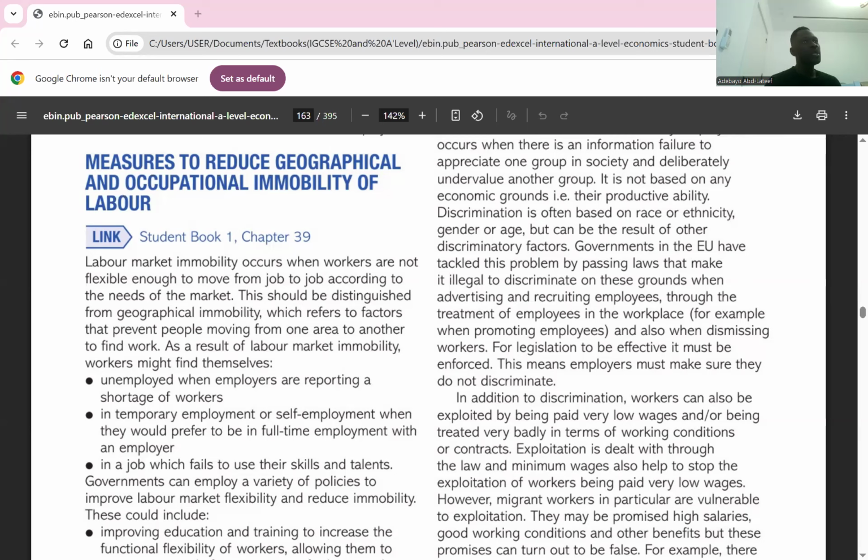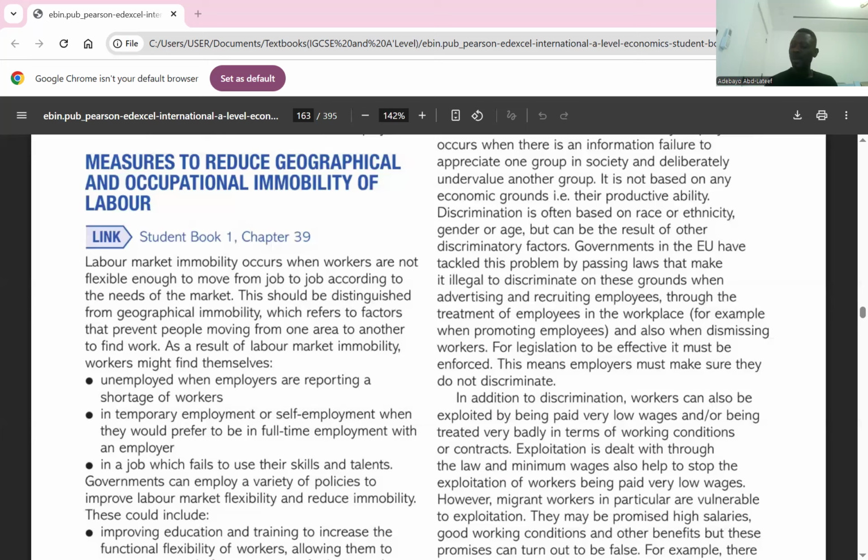What is geographical immobility? Geographical immobility occurs where workers are unable to move from one location to another for employment. That is geographical immobility of labor. So what are the ways in which government can solve geographical immobility of labor? The first one is housing subsidies and reforms. Government may offer financial assistance for relocation, including subsidies for moving expenses and mortgages or rental assistance.